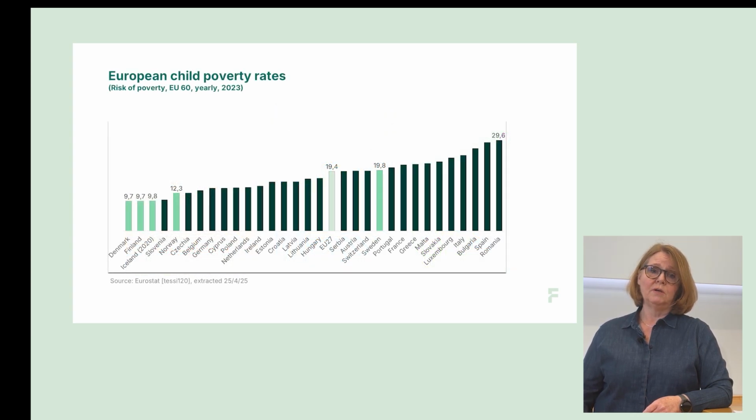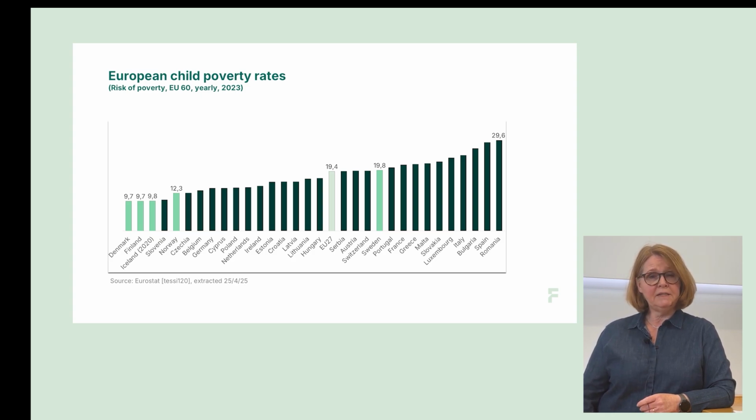I cannot show how the Nordics do along all dimensions. But given the subject of our seminar, it is relevant to illustrate by a chart of child poverty. This was the situation in 2023 when it comes to the share of children living in families with incomes below the risk of poverty line. The average European rate was above 19%.